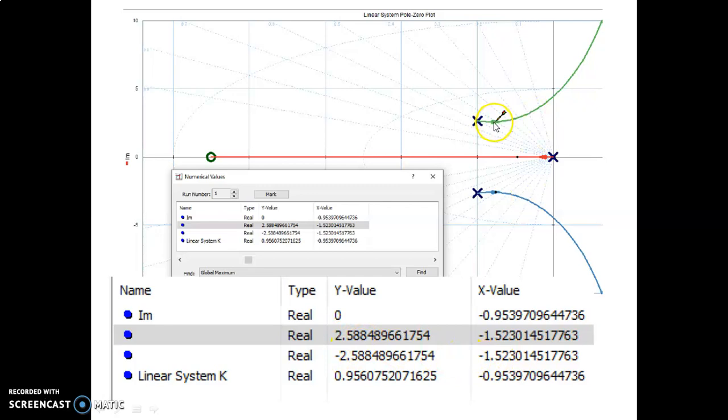So this is exactly the location of the dominant poles for zeta equal to 0.5, which results in an angle of 60 degrees, and the corresponding value of k at this point is close to 1, which is 0.95 here. We can also verify the value of this here, which will be very close to 4.4. This way we can find the value of k for a given value of zeta, because zeta is the one which decides the overshoot of the system.